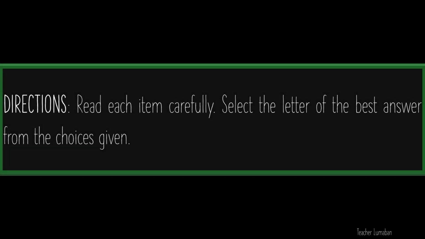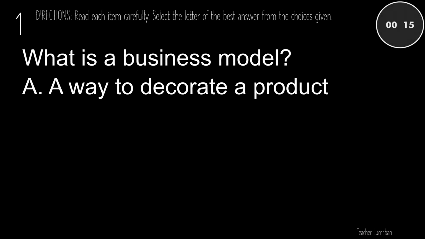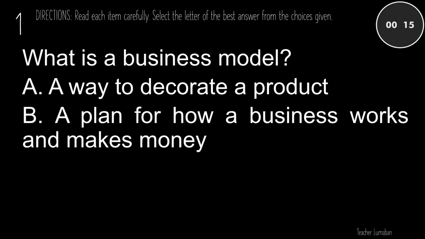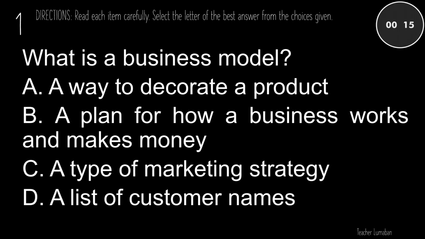Directions: read each item carefully. Select the letter of the best answer from the choices given. What is a business model? A. A way to decorate a product. B. A plan for how a business works and makes money. C. A type of marketing strategy. D. A list of customer names.